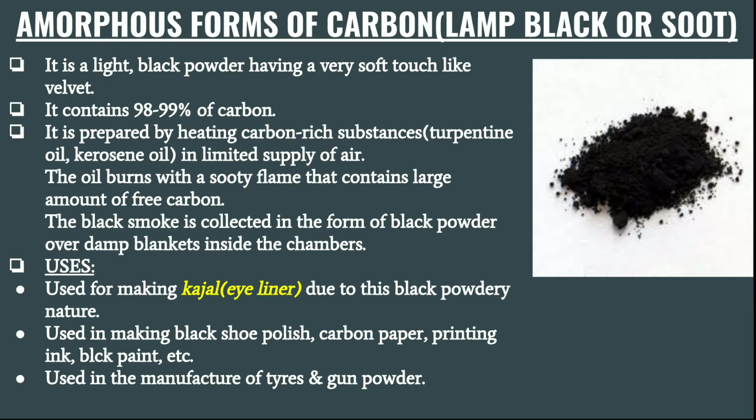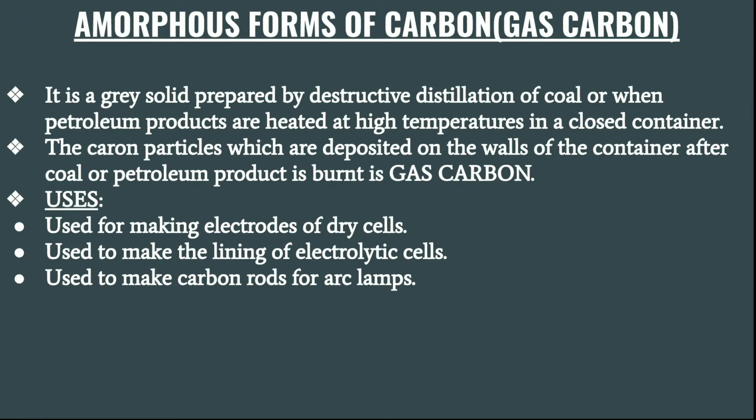As I told you, in olden days, and even nowadays, people make kajal or eyeliner from lamp black, due to its black powdery nature. Then it is used in making black shoe polishes, carbon paper, printing ink, black paint, etc. Then it is used in the manufacture of tires and gunpowder also. Next is gas carbon.